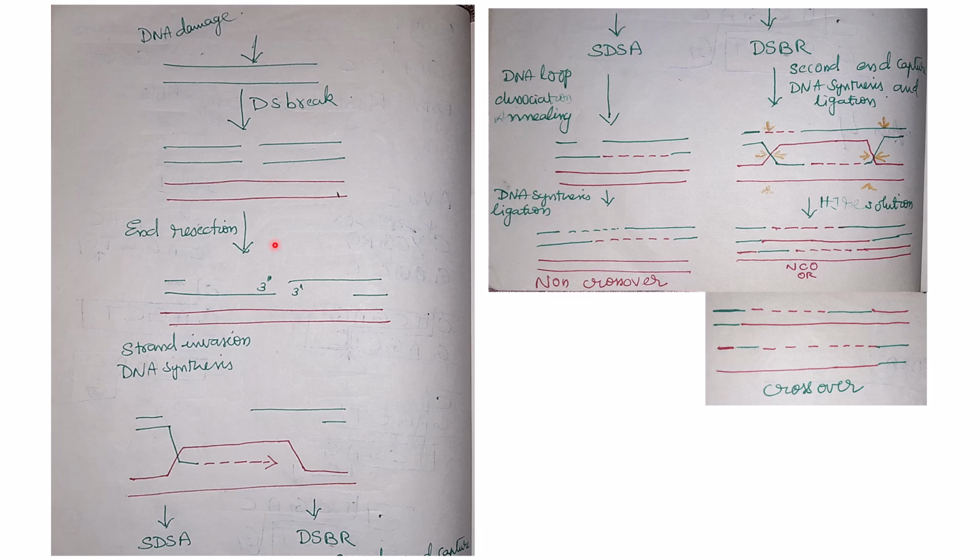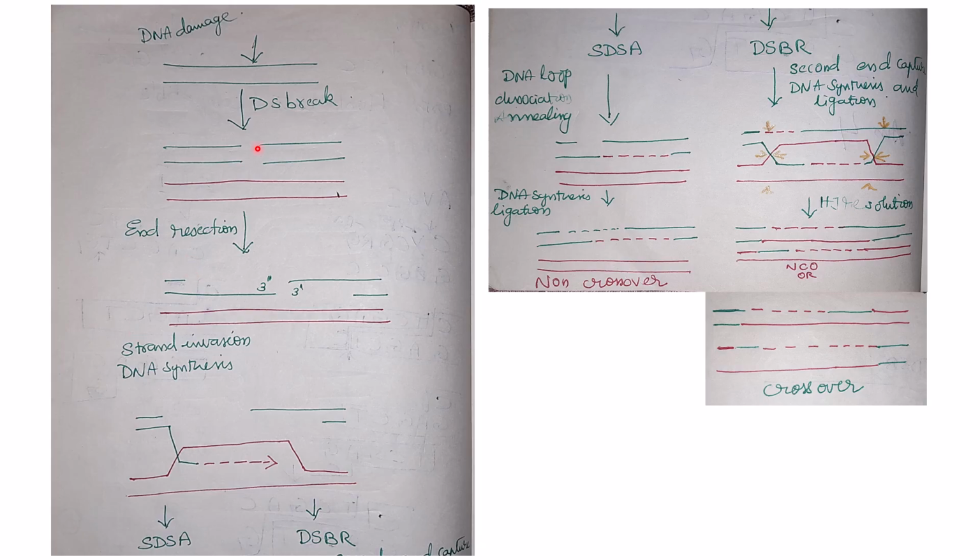Now the first step in both the pathways involved in homologous recombination, that is SDSA and the double strand break repair pathway, is end resection. What is this end resection? The 5' end of the broken DNA is degraded, leaving 3' overhangs. This is your DNA, this is the 5' end and this is the 3' end of the DNA.